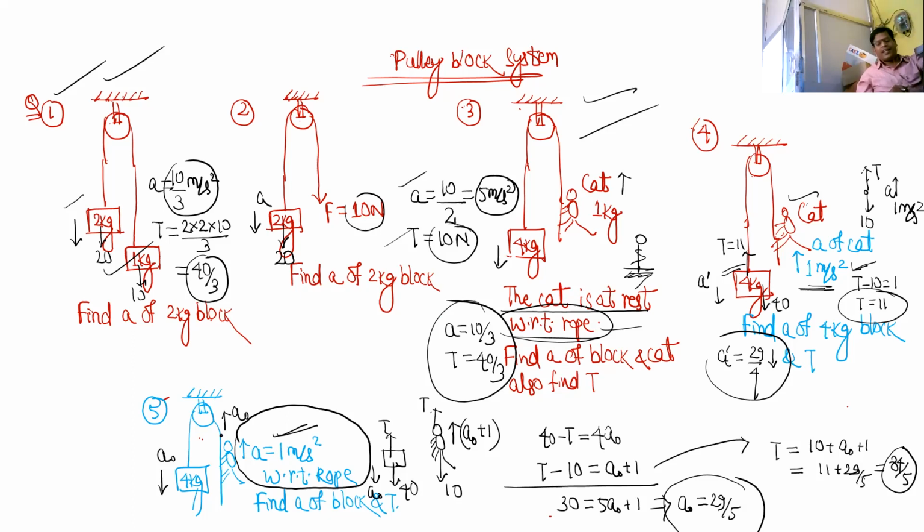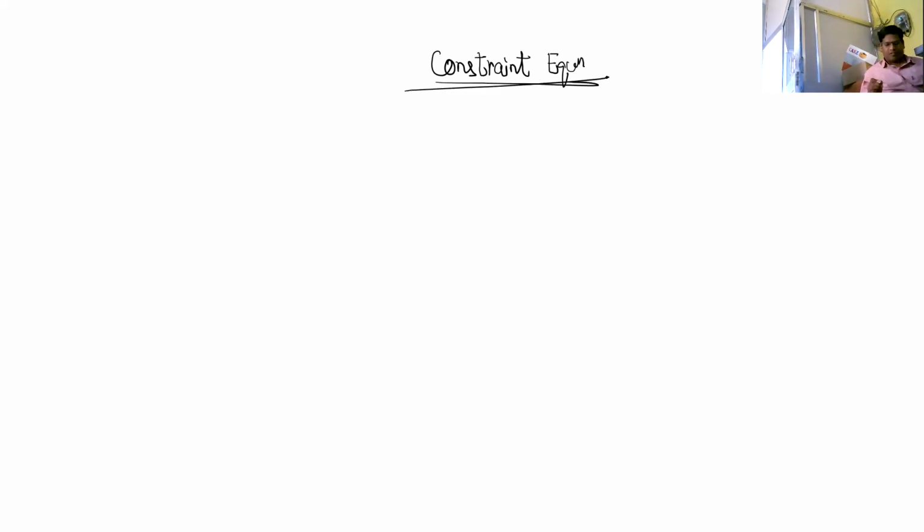When we are drawing the free body diagram, there you show who is moving with how much acceleration. Then the steps can be solved. Now if you don't use constraint equation, then what will happen? You will have equations in the fourth step, but the number of variables will be more than the number of equations, so you can't solve them like that. So we are still continuing the pulley block system, but now the topic is constraint equation. So what is constraint equation?